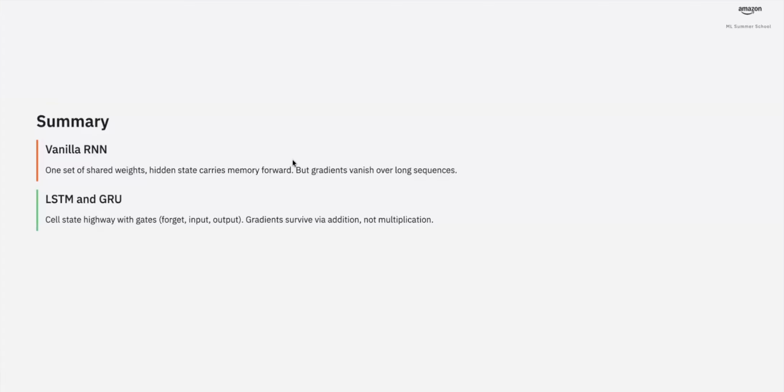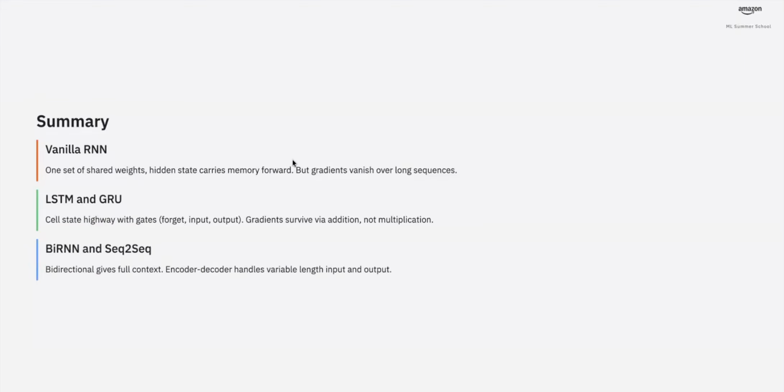The key insight in LSTM is the cell state, a separate highway that runs straight through the network with only additive updates. Addition does not kill gradients the way multiplication does. The forget gate, input gate, and output gate are all learnable controllers that decide what to keep, what to add, and what to expose. The gradient can flow backward through the cell state for hundreds of time steps without vanishing. GRU does something similar with fewer parameters, just an update gate and a reset gate, and in practice performs comparably to LSTM on most tasks.